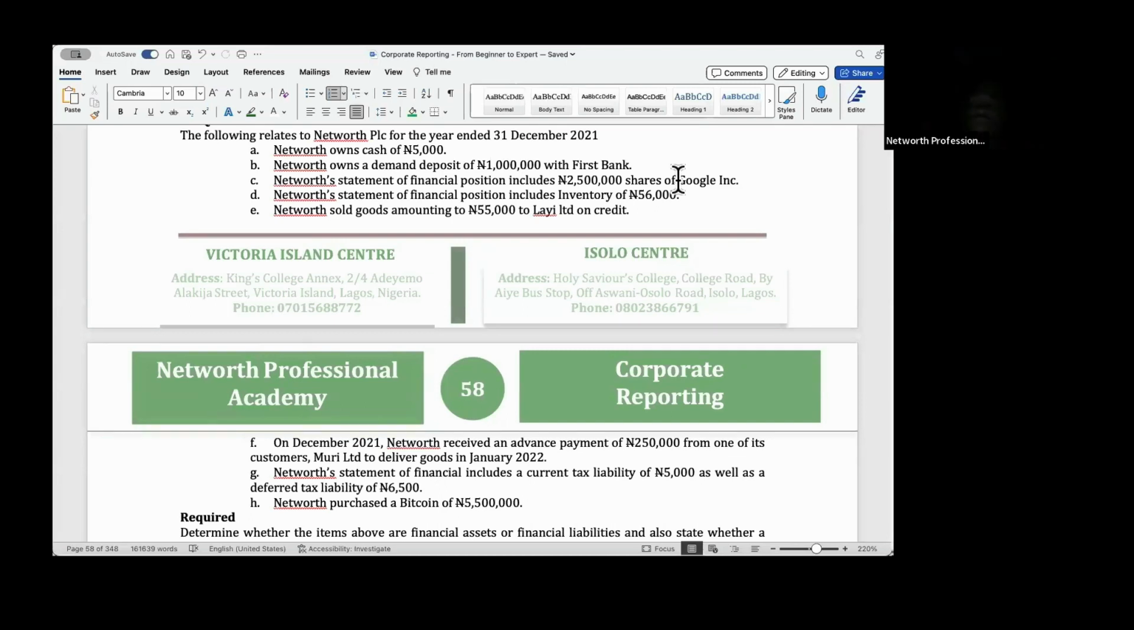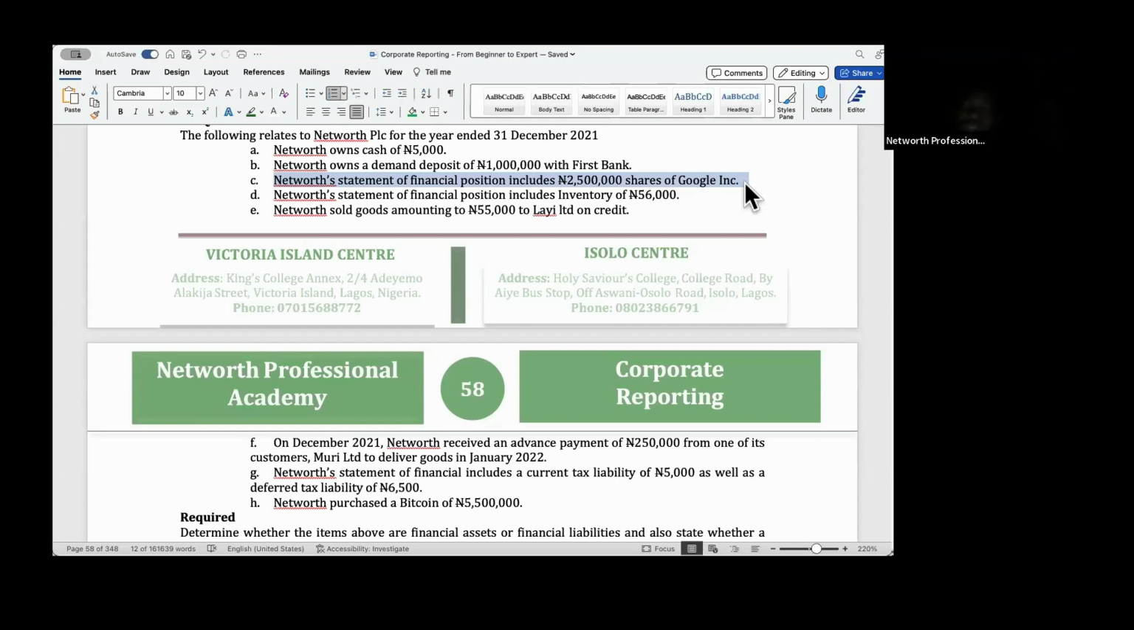So again, the two sides are complete. I hope you get this one right. A lot of students usually miss this one, and I don't know why. In fact, this is the only instance where the other party will have equity, where what you have invested in is shares. So when net worth buys shares of another company, yes, net worth has a financial asset, but that other party has an equity instrument, not a financial liability.